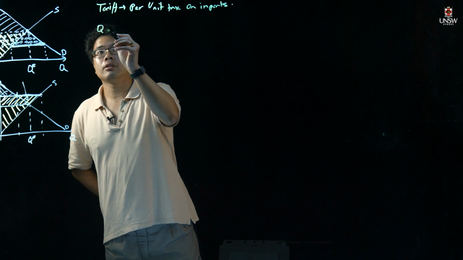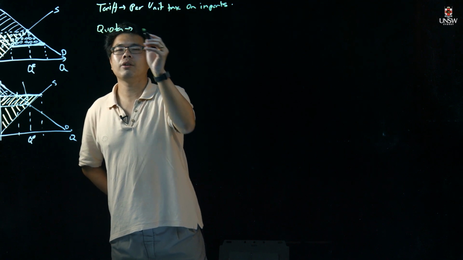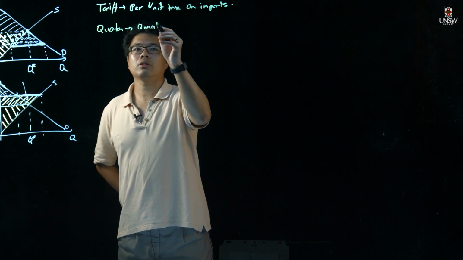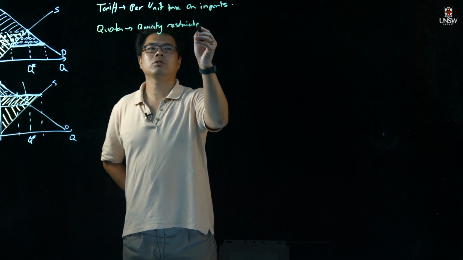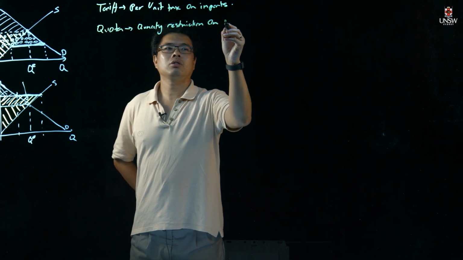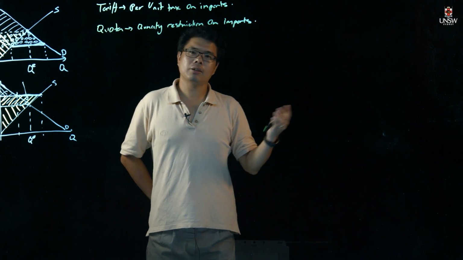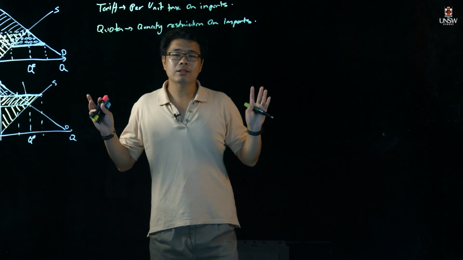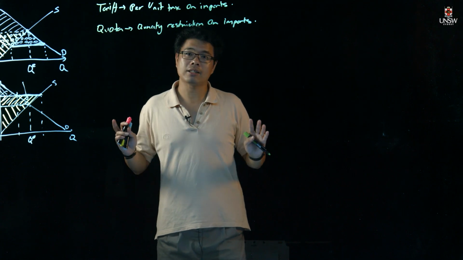The second way that we discuss in this course is what we call a quota, and that is a quantity restriction on imports. Basically what the government is saying in this scenario is that the maximum you can import is, let's say, 2,000 units, and that's it.